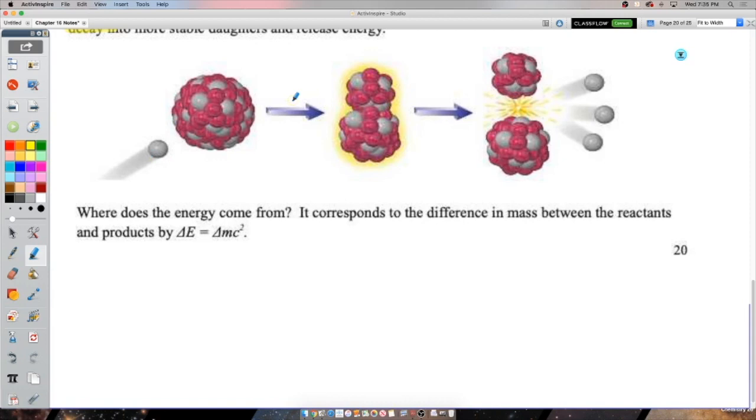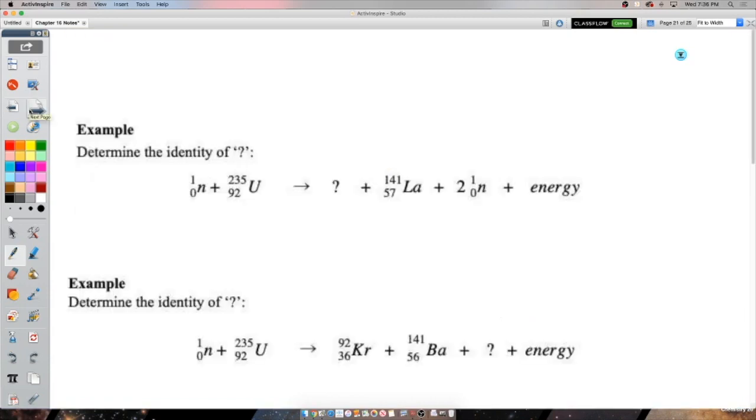Okay, where does the energy come from though? Well, we've talked about this before. It just corresponds to the difference in mass between the reactants and the products. How do we relate those things? Mass energy equivalence, E equals mc squared. Do you remember the name for that difference in mass? What's the proper name? Mass defect, right? Okay, so see what I mean? The exact same ideas are at play here, all the same physics principles.